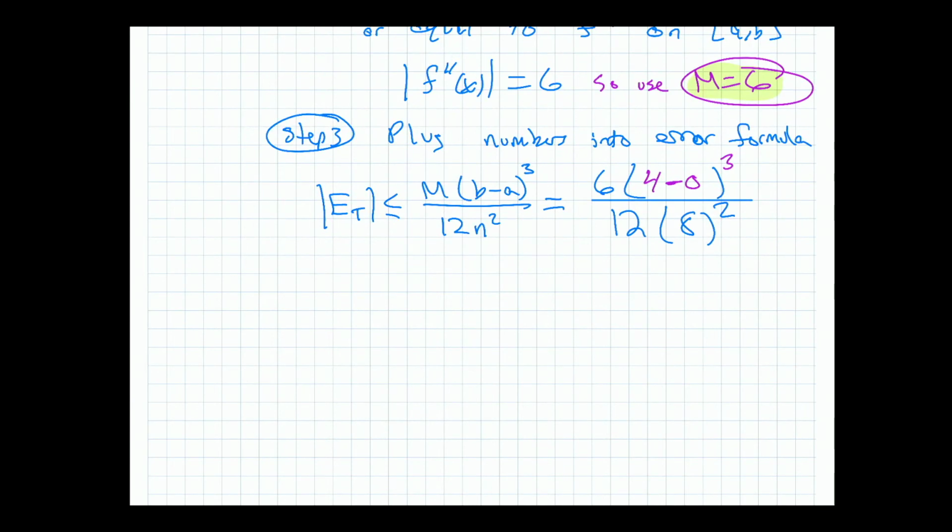The only thing that you had to get yourself was the M. So you calculate this. So 6 times 4 cubed, right? So you just go 6 times 4 to the 3. That's 384 on top. 12 times 8 squared, that's 768. 384 over 768 is 2, I believe. I meant 1/2.